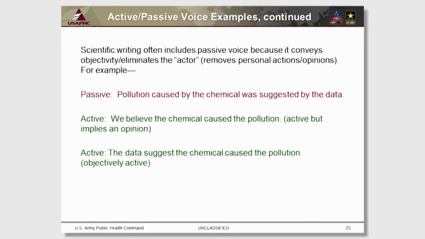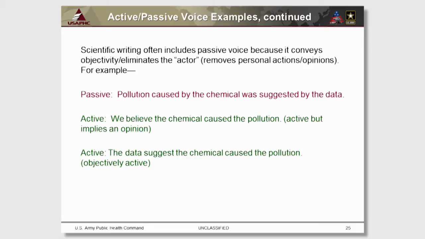And here are some acceptable uses. I know some of you may have heard that, you know, we never say never in Army writing. We'd like to, but this is one area where we do have a little flexibility. And that is scientific writing, because you're going to need to use passive voice at times. If you look at this example, pollution caused by the chemical was suggested by the data. Now, if we put a doer in there and say, we believe the chemical caused the pollution, we've made it active, but in this case, it implies an opinion.